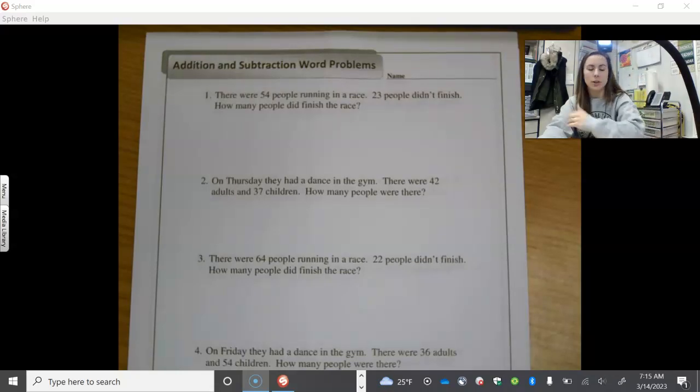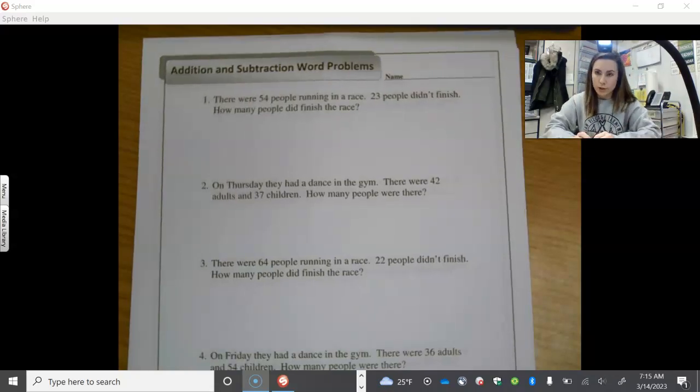addition or subtraction. Remember, just like yesterday, you are going to pause the video when you are still working on the problem. So after I read number 1, you can pause it and do the work for number 1. You can also rewind it and listen to number 1 read again.